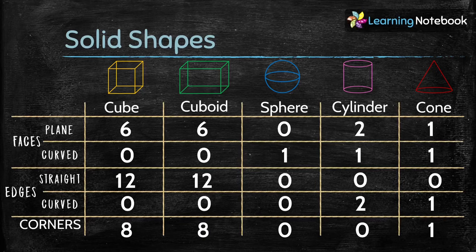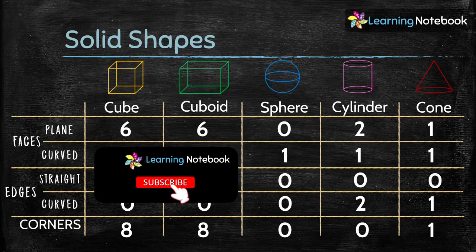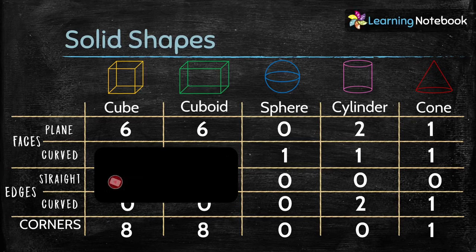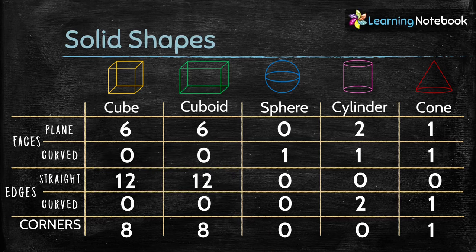So, this is the synopsis of what we learnt about faces, edges and corners of 5 solid shapes. Students, it would be really great if you make this table on your own. Then you would be able to remember the number of faces, the number of edges and corners for each solid shape.